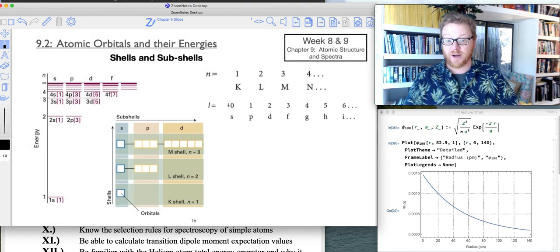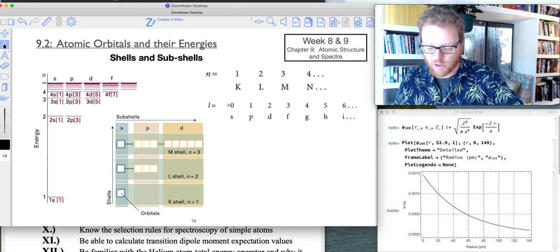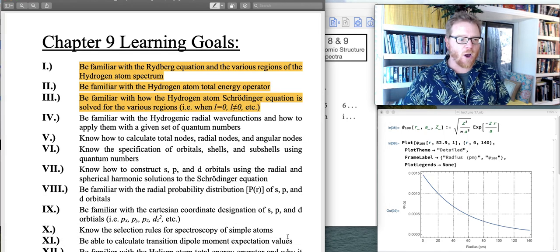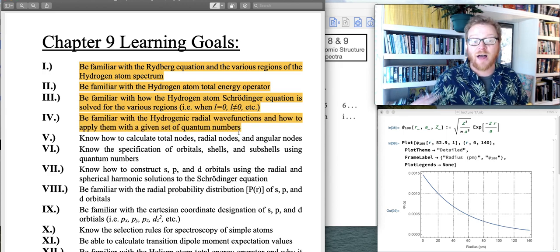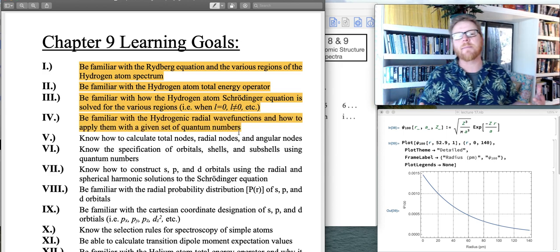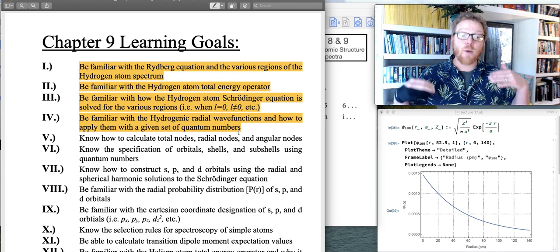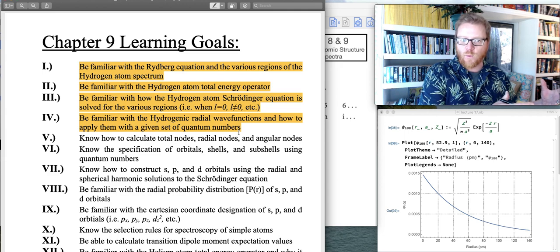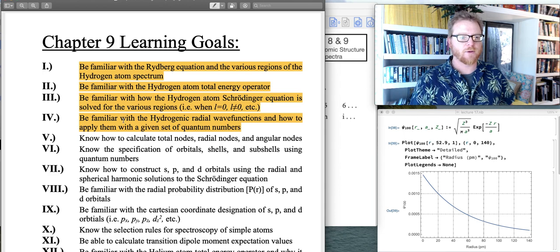So this is kind of where we're going next, the description of shells and subshells. And since my last lecture was kind of long, I'm going to cut it off here. So we went through those hydrogenic radial wave functions and how to apply them given a set of quantum numbers. So basically what I mean by that is how do we construct a wave function for a given orbital given knowledge of the radial wave function and the spherical harmonic wave function, right? Put it all together, okay? So know how to calculate total nodes, radial nodes, and angular nodes. We went through that, okay?